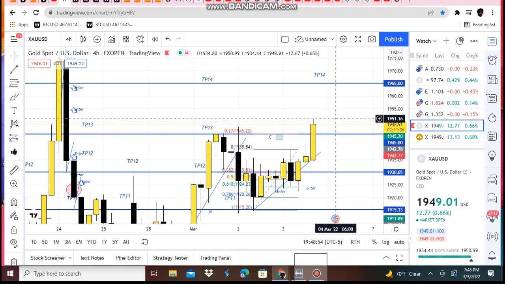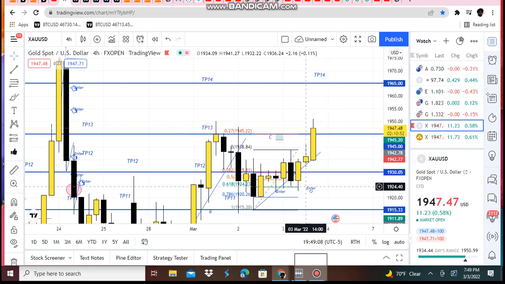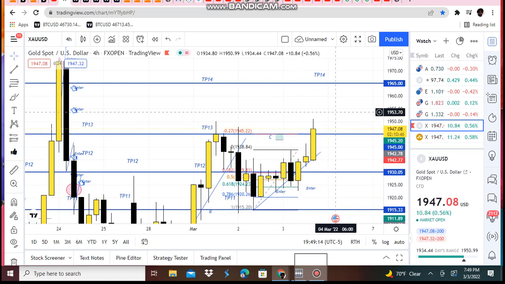1951, gang. So depending on your lot size, it could have easily been 2,000 right here, 3,000, or more, 5,000, 10,000 for the day. So we just trade with the overall trend. The overall trend is an uptrend. I just wanted to keep you updated on that.